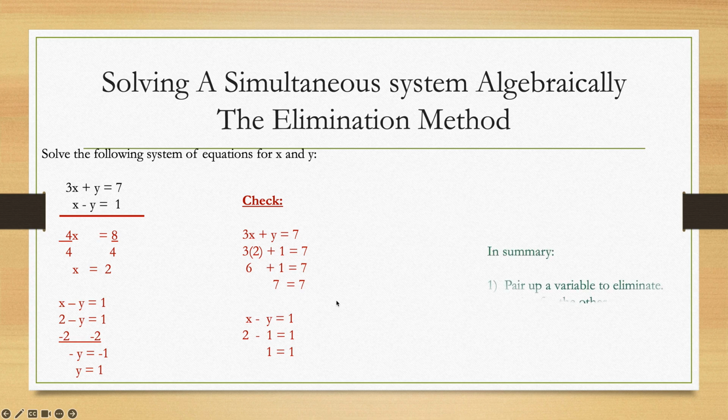Okay? So now, in summary, you want to pair up one of the variables to eliminate, and it doesn't matter if it's x's or y's, but to know which one it is, you want to have the same number of both, and it's better, though not essential, to have one be positive and one be negative.